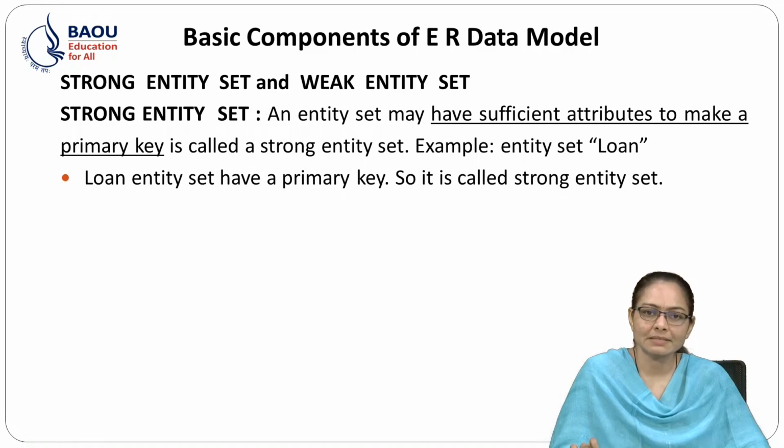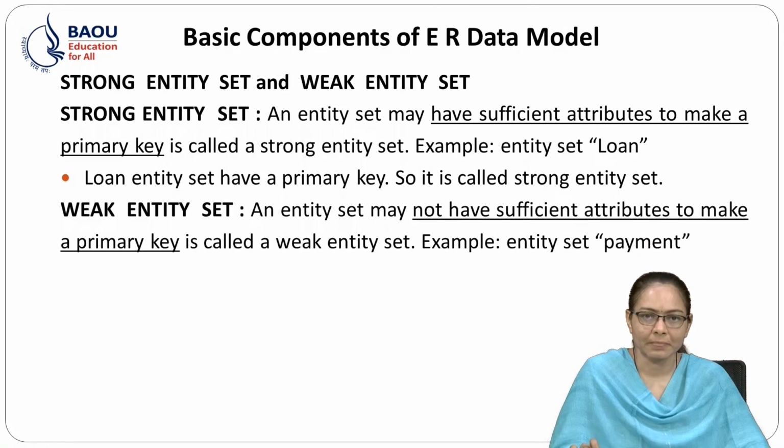Now what is weak entity set? A weak entity set is the opposite of the strong entity set. An entity set that may not have sufficient attributes to make a primary key is called a weak entity set. For example, entity set payment.